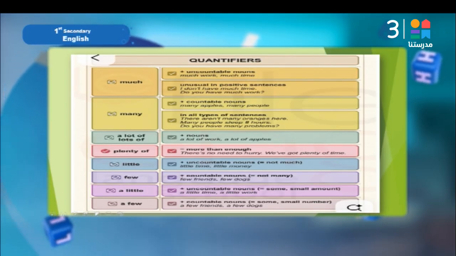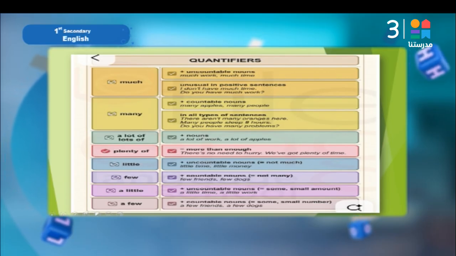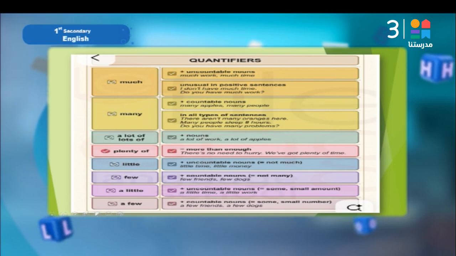The next one is many. Many, I use it with the countable nouns, nouns that we count, like many apples, many people, and we use it in all types of sentences, in negatives and affirmatives, questions and so on.